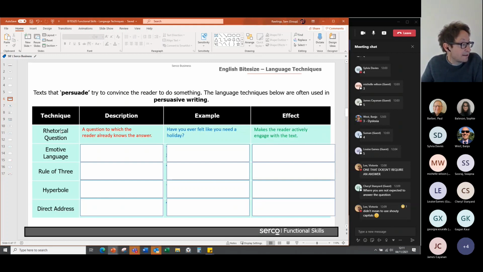You need to know the writing technique. You need to know what it is. You need to be able to identify examples, and sometimes you need to say what the effect is. So we'll do these a lot quicker.